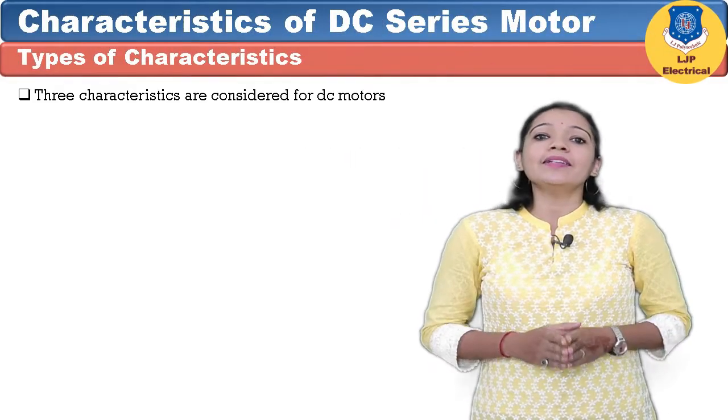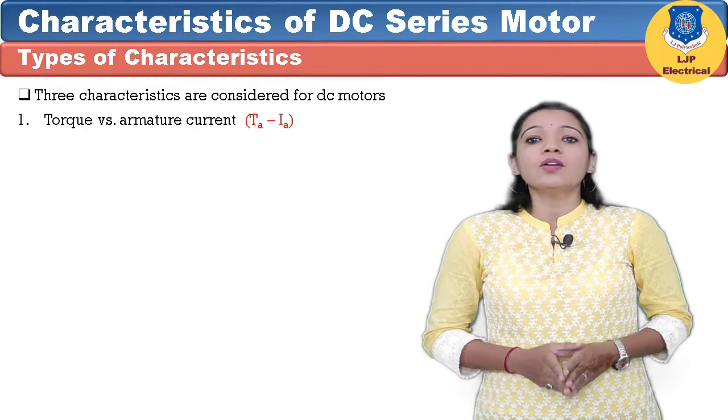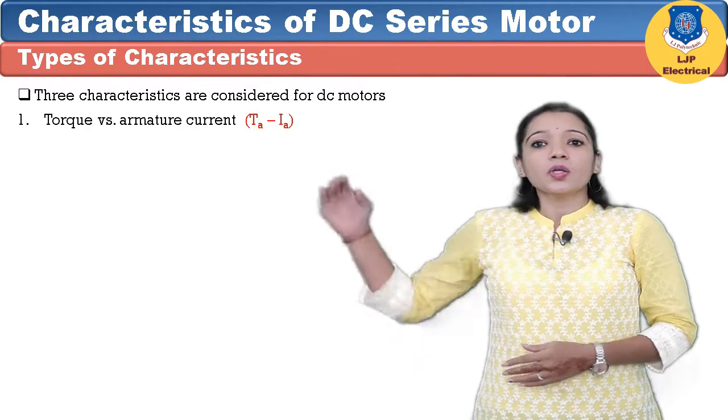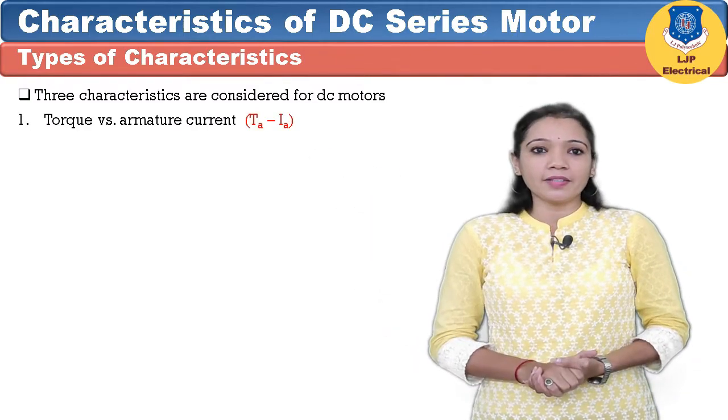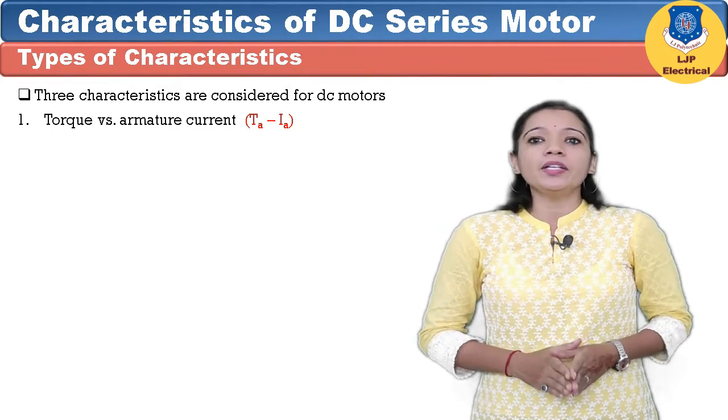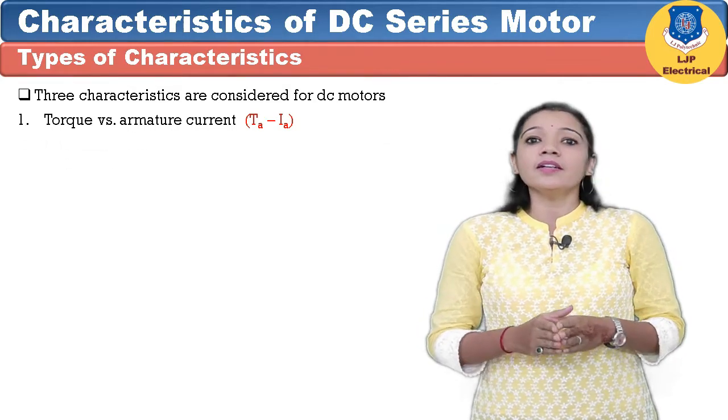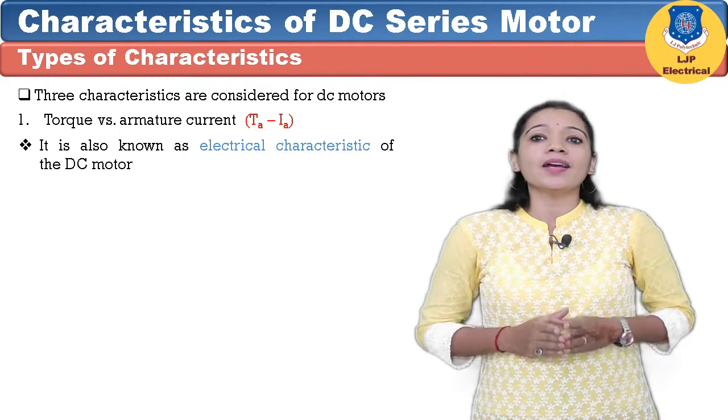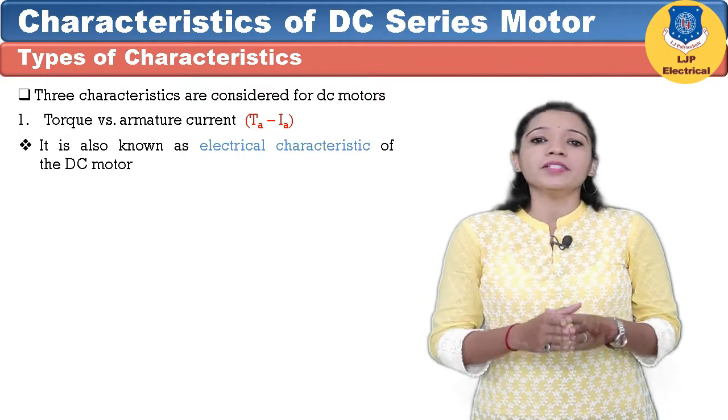So there are mainly three types of characteristic. The first characteristic is torque and armature current characteristic. It is the relation between torque and armature current in the DC motor. It is known as the electrical characteristic of the DC motor.